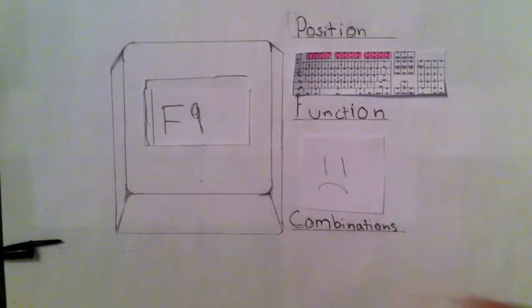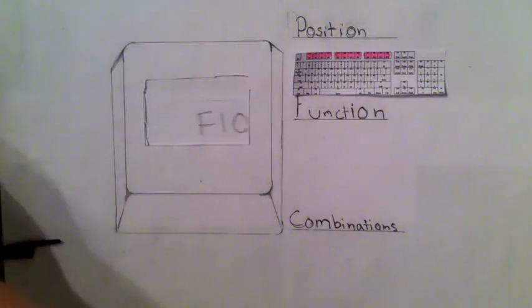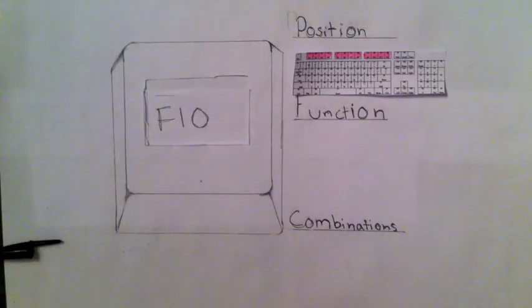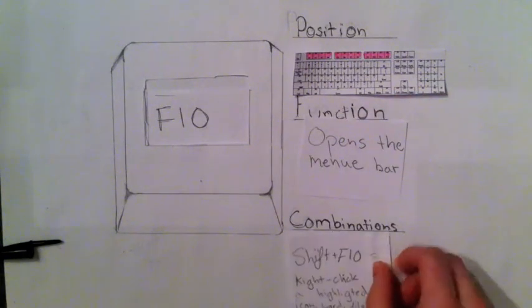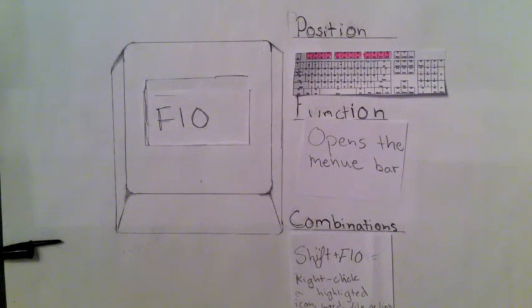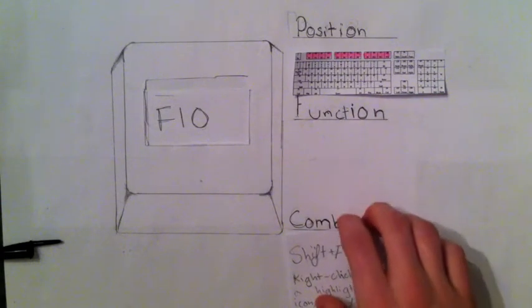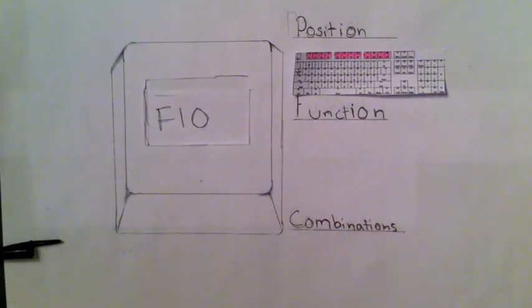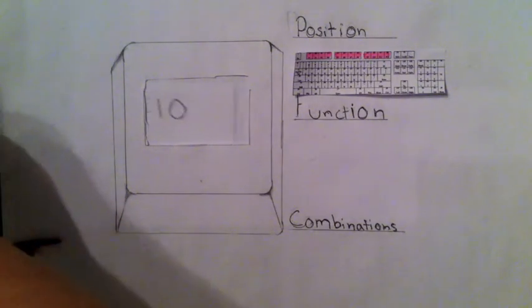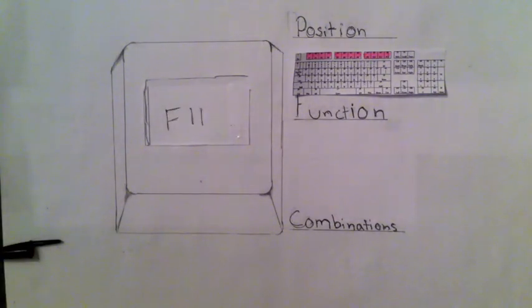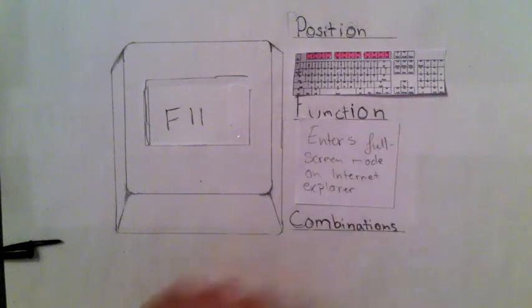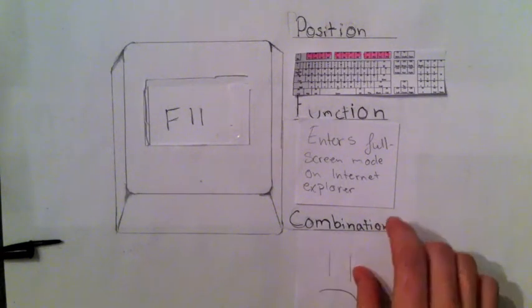Therefore, we will move on to F10. And this key actually does have a function. In most programs, the F10 key will open a menu bar. Possible combinations with the F10 key is Shift and F10, and this gives the same function as right-clicking a highlighted object. Moving on to F11, which is the second last function key. By pressing this key, you will enter full screen mode in Internet Explorer. There are no specific combinations with this key.